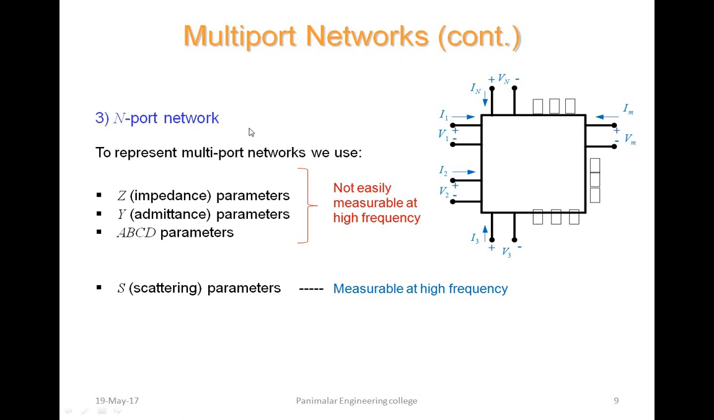You can analyze two-port as well as multi-port networks by means of Z parameters, Y parameters, which are known as admittance parameters, as well as ABCD parameters. But these are possible only at low frequency analysis. If the network has to be analyzed for high frequency circuits, then we have to go for the analysis of scattering parameters, which are denoted as S parameters.